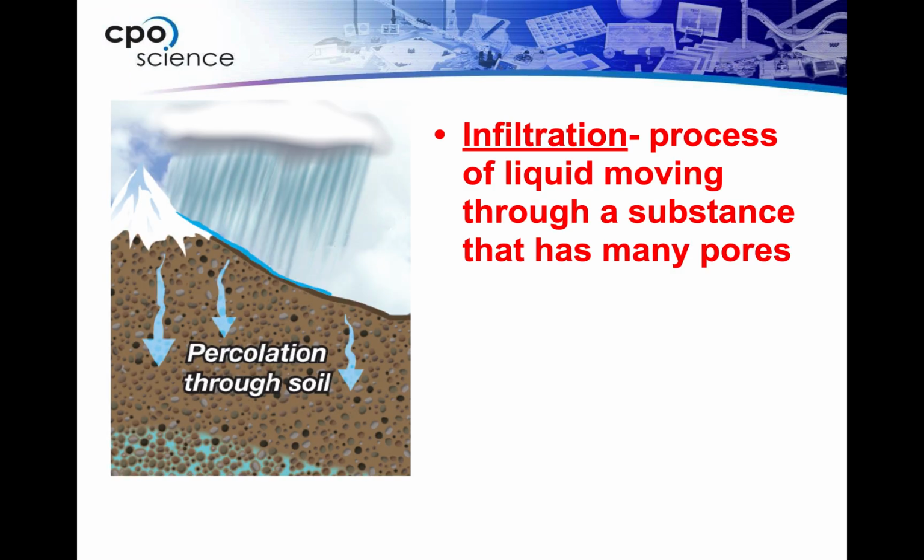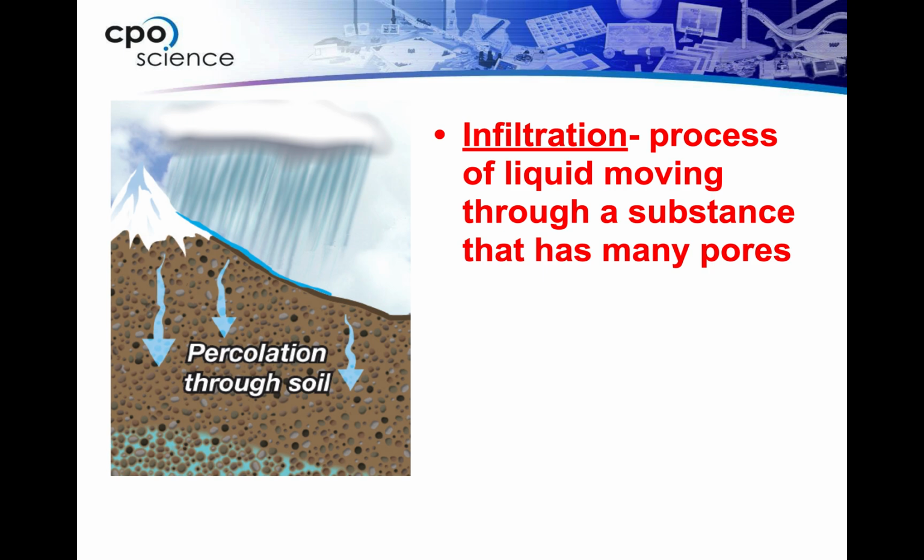Now that water can also seep down through the soil. When that happens, there's a couple of terms we use for that. Infiltration, the process of liquid moving through a substance that has many pores. So we will say that water is infiltrating into the soil or the ground. Another term which is synonymous with that would be percolation, as you see in the picture there. So when the water is seeping down through the ground, that would also be percolation. So those two words actually mean the same thing.